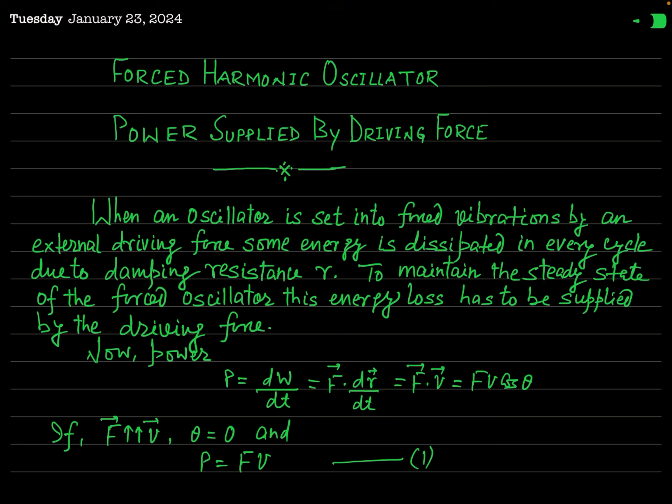So bandwidth and quality factor are the parameters in terms of which we can discuss the sharpness of amplitude resonance in a quantitative way. But before discussing the sharpness of amplitude resonance in terms of bandwidth, you have to know about the power supplied by the driving force to the oscillator, because bandwidth will be defined in terms of this power. So our final aim is to deal with the sharpness of resonance in terms of two parameters. The first one is called bandwidth and another is called quality factor.